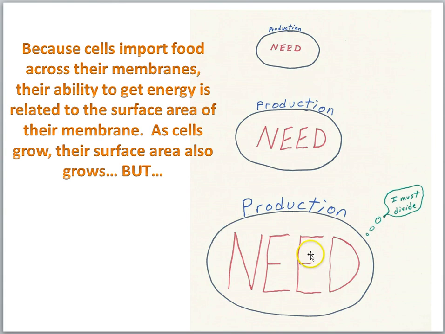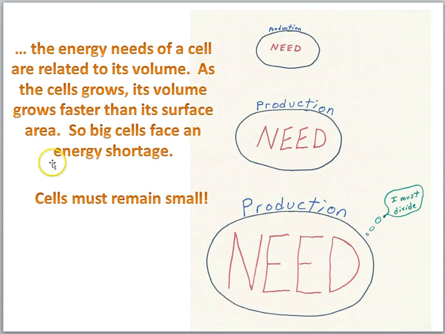So here's the geometrical problem. As cells grow, their surface area also grows, as we see that they can produce more energy because the surface area is larger, they can import more food, they have more protein channels in their membrane. But, it's a big but, the energy needs of a cell are related to its volume. As the cell grows, its volume grows faster than its surface area. So big cells face an energy shortage.